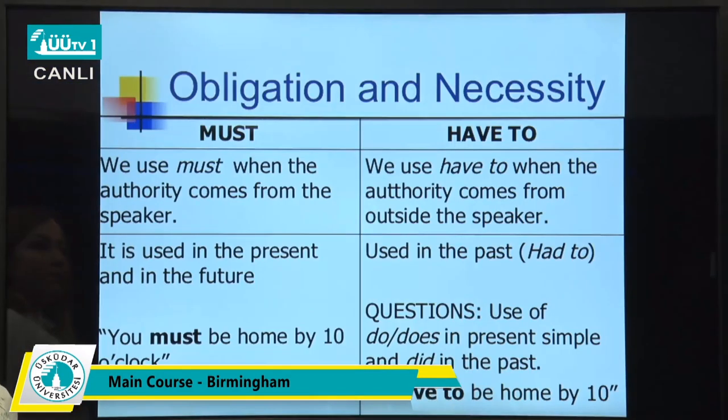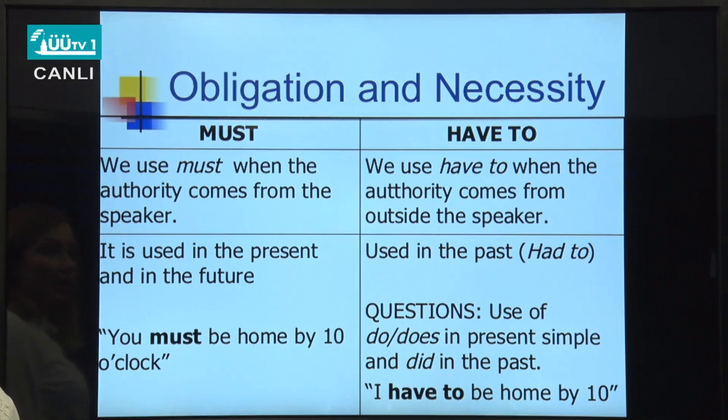We use must when the authority comes from the speaker. It is used in the present and in the future. You must be home by 10 o'clock.